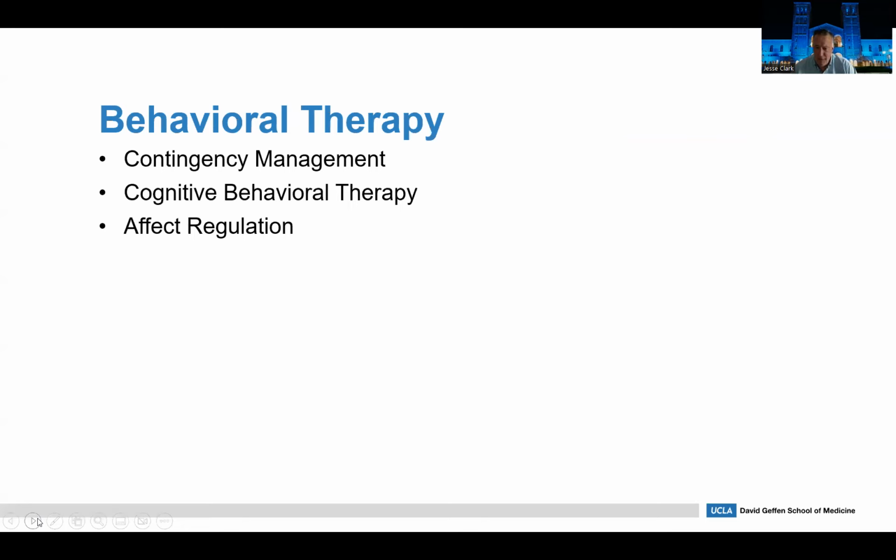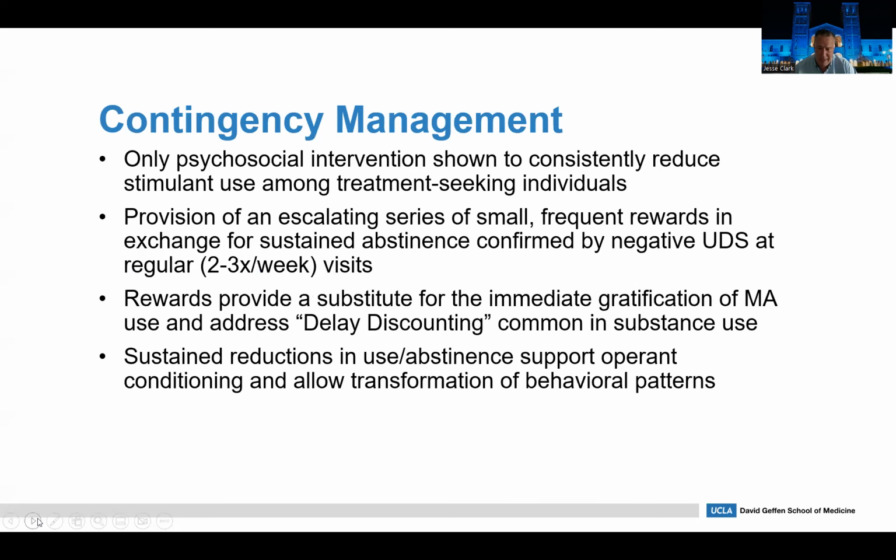So let's talk about behavioral therapies. Contingency management, cognitive behavioral therapy, and affect regulation have all been used as treatment for methamphetamine use disorder. Next slide. Contingency management is really the only proven effective behavioral therapy for meth use, and according to UpToDate, the only psychosocial intervention that's effective. It can consistently reduce stimulant use among treatment-seeking individuals. That's an important caveat.